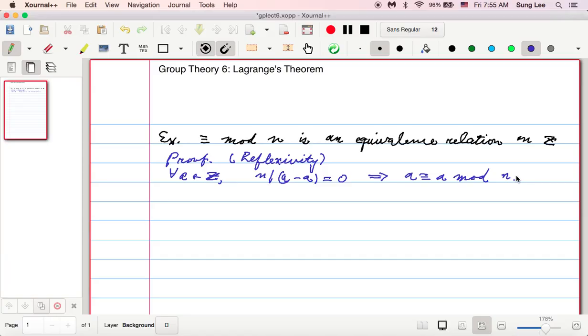Okay, so we are coming back. Next property is symmetry. Next axiom we want to check.